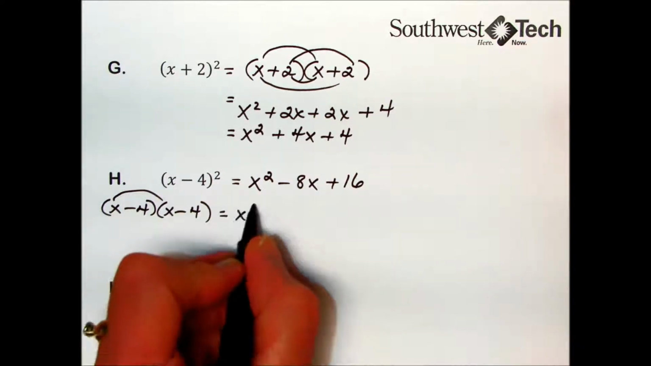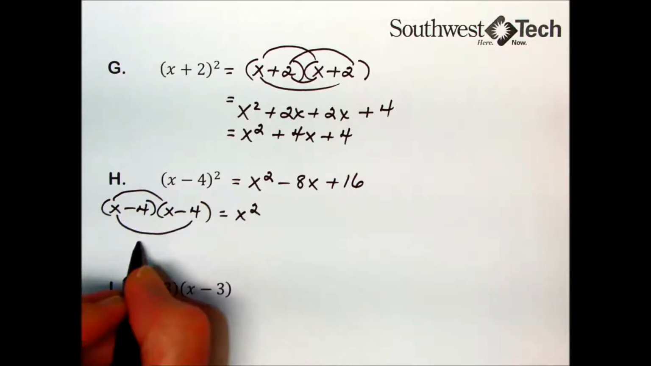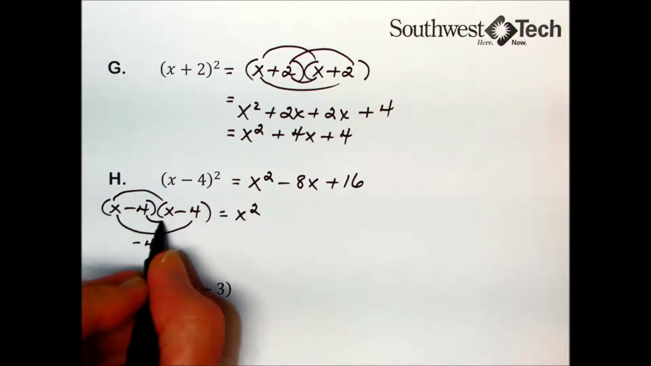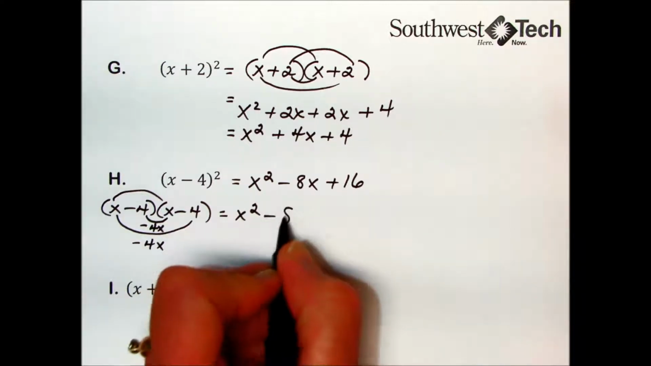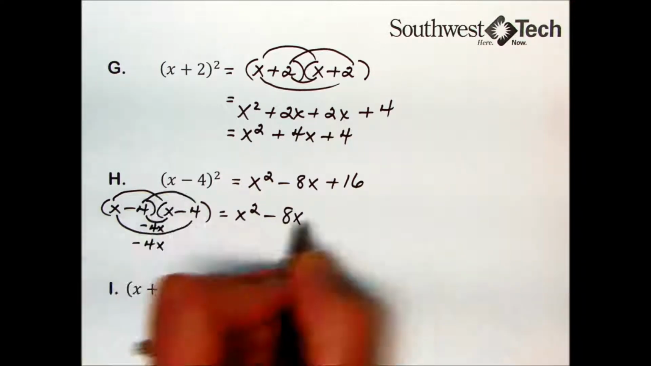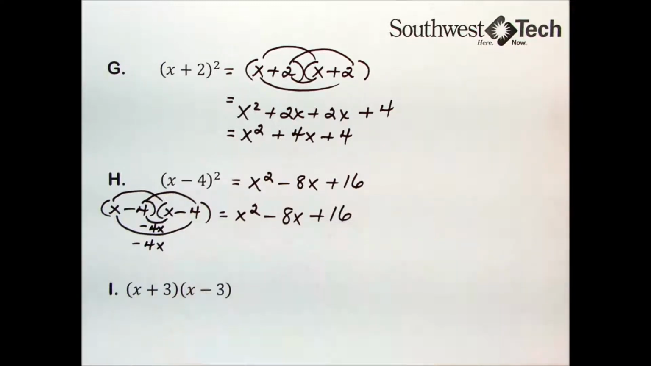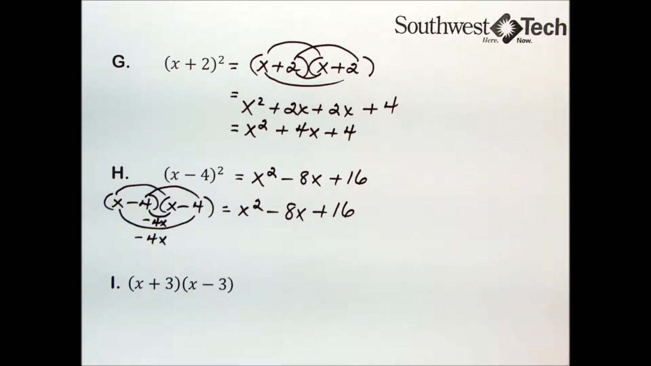Multiplying first terms together is x squared. Outside is a negative 4x. Inside is a negative 4x. Negative 4x plus negative 4x is negative 8x. And last terms multiplied together is 16.